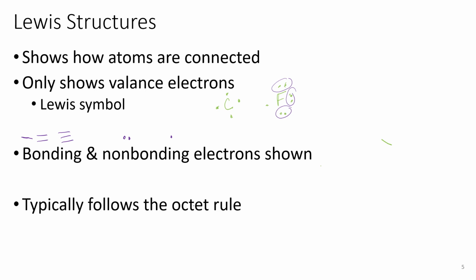Typically in our Lewis structures, we are going to be following the octet rule, which is kind of what our focus has been. Carbon has to follow the octet rule, so typically we're going to be looking at things that do not violate the octet rule. The octet rule tells us that each one of our atoms has to have 8 electrons around it in order to be stable.